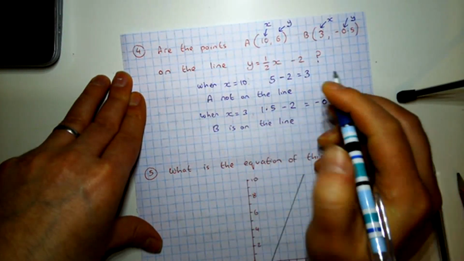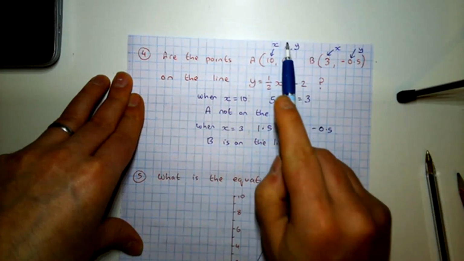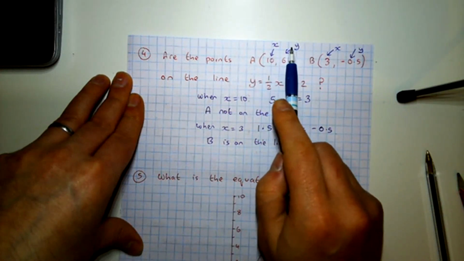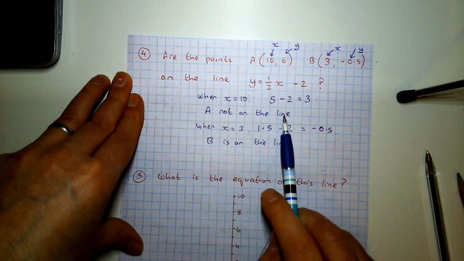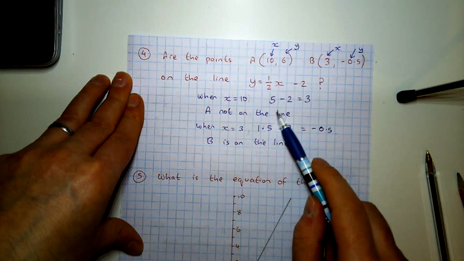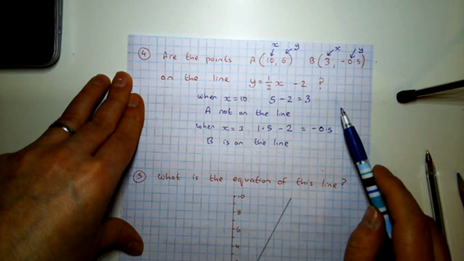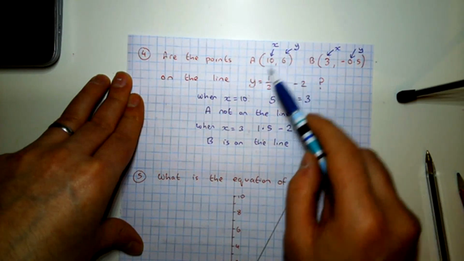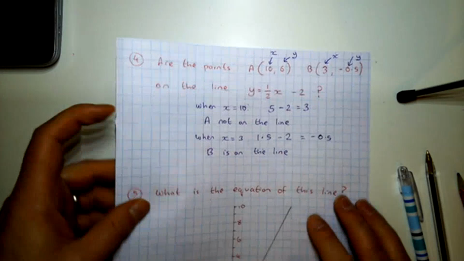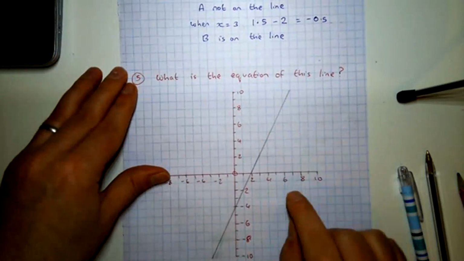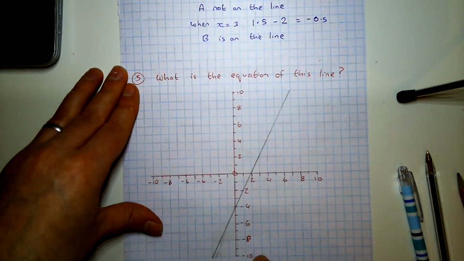So you can just check algebraically. You just got to remember that x and y coordinates are the numbers we put in. And if you just put in the x and see what the answer is, rather than trying to put both in, because that gets confusing. Okay, next. What is the equation of this line?